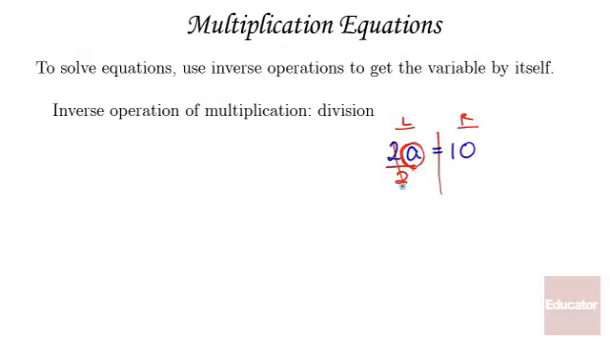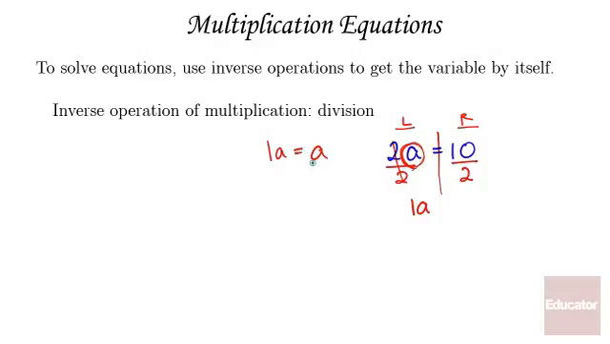Whatever you do to this side, remember you have to do to the other side. So if I divide by 2 here, then I have to go to the right side and divide by 2 there. So this then becomes 1a. Well, 1a is the same thing as a. Whenever you have a variable with no number in front of it, there's an invisible 1 there.